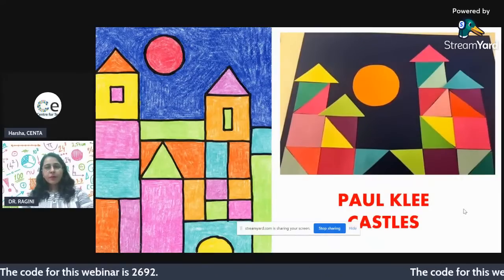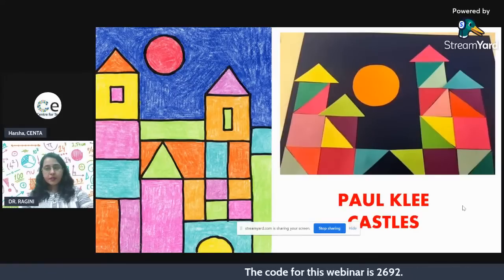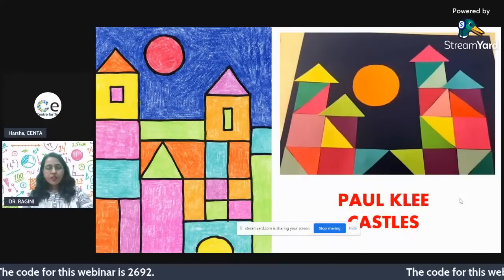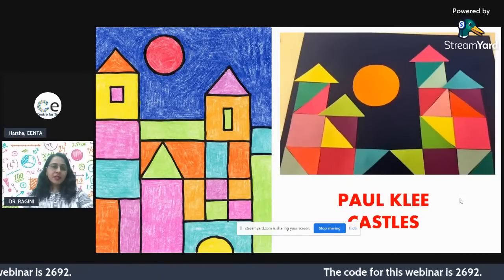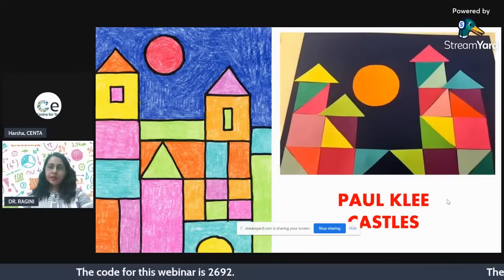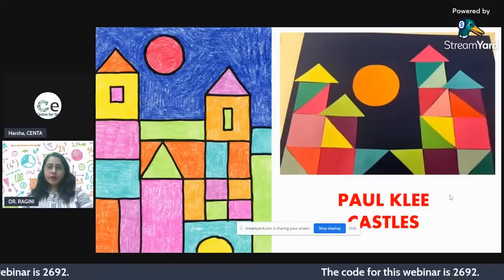You can ask them to make a book. You can ask them to make a scenery with those shapes. So any of the designs with a lot of shapes which are already given to them. Not necessarily will they make it with a geometrical shape. Give them geometrical shapes, already pre-cut sheets, and then they can continue with that.